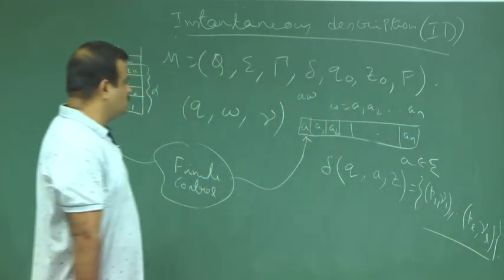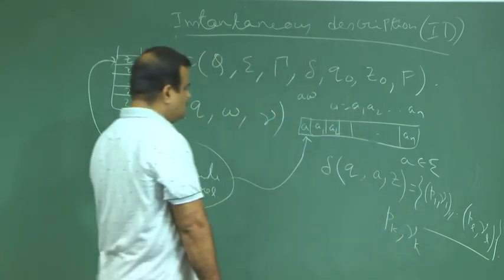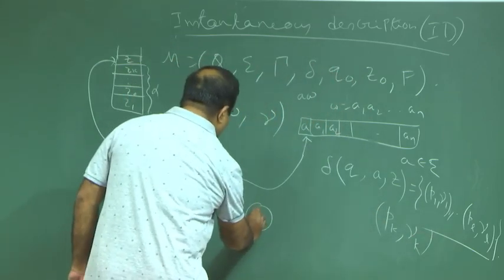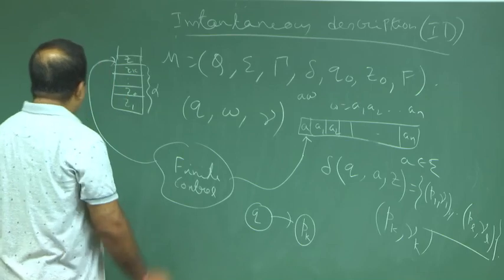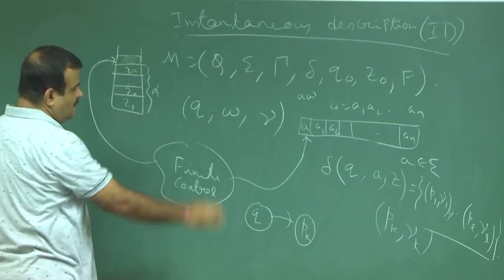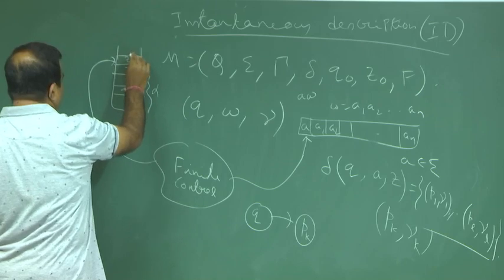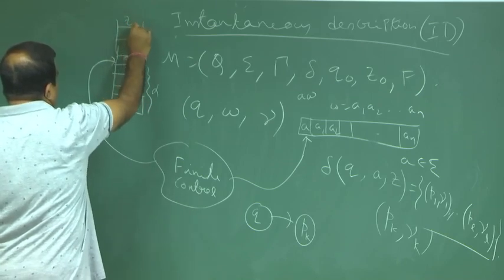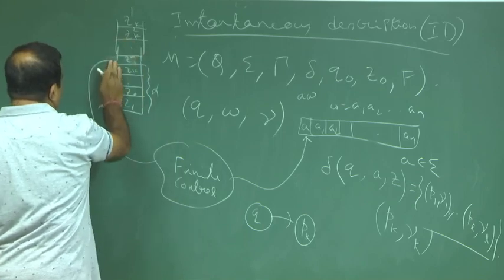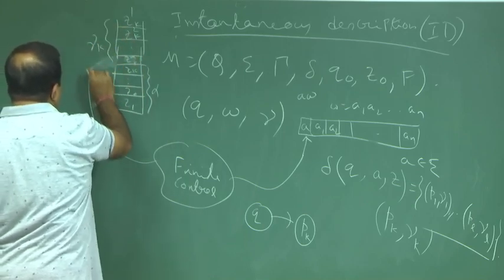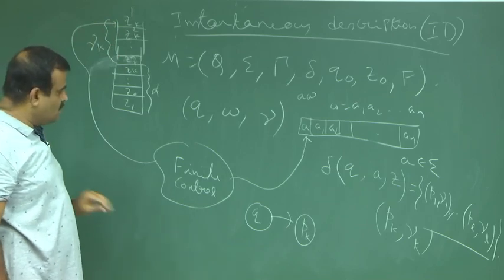So, this is nondeterministic, we have options here. Suppose we are taking the move (P_k, gamma_k). That means from here Q it will go to P_k, and this Z will be replaced by gamma_k. So, gamma_k may consist of something like Z_k1, Z_k2, up to Z_kn. This is our gamma_k, and it will be pointing to the top of the stack. If it is replaced by epsilon, then it will erase that symbol.